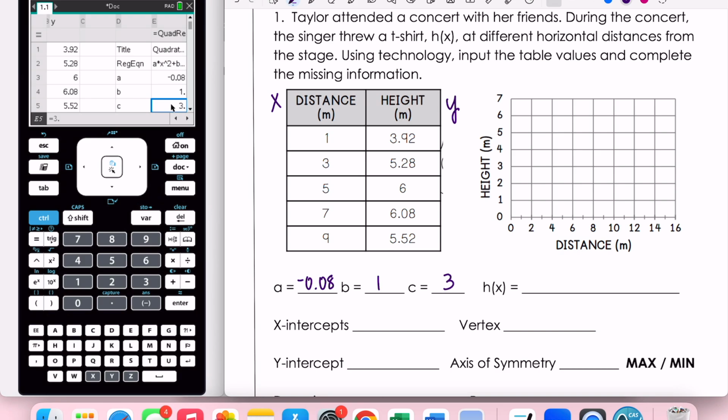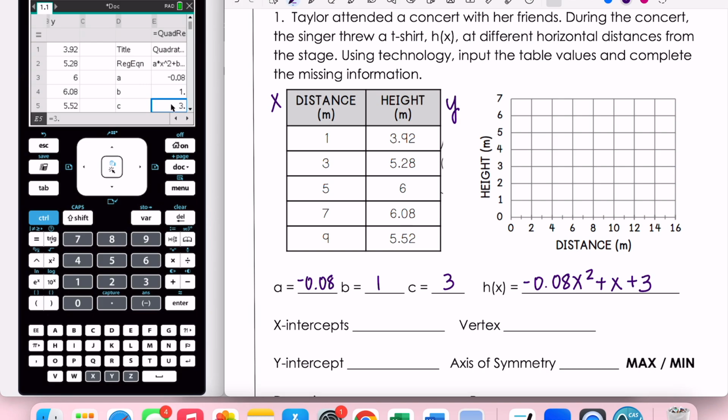So from here, again, I'm putting this into the form of ax squared plus bx plus c, because this is a quadratic. And my function is negative 0.08x squared plus 1x, which is just x, and then the value of c is 3, so plus 3.